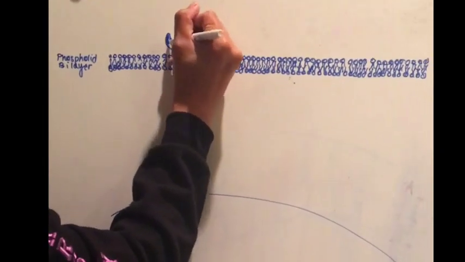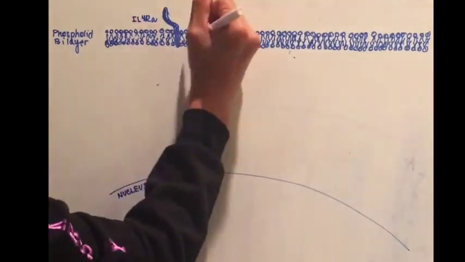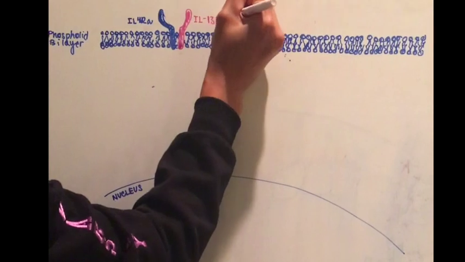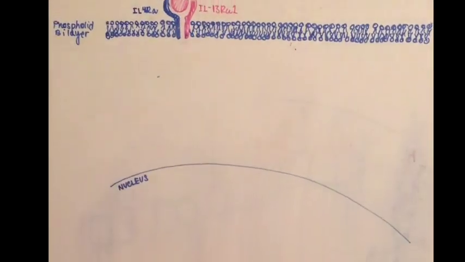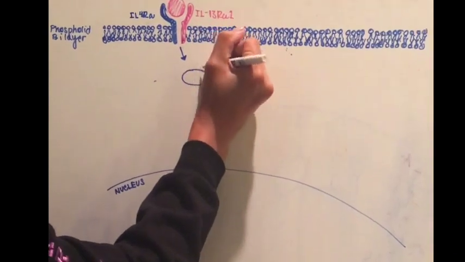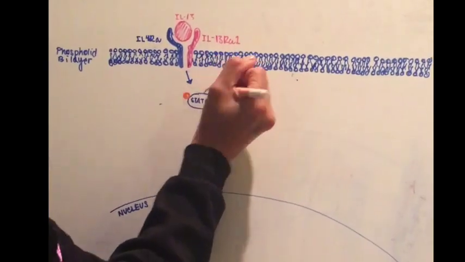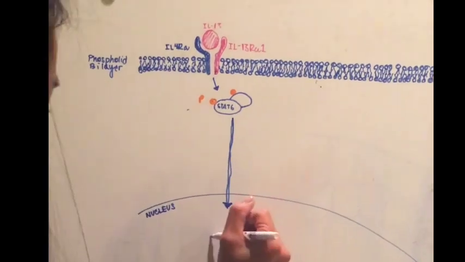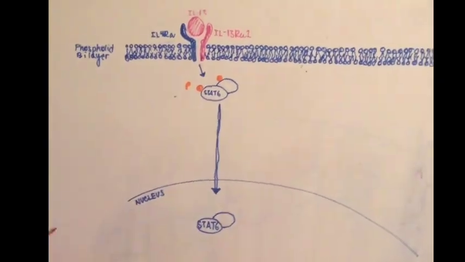Okay, over here, a receptor is created, and the IL-13 molecule binds to the receptor, enacting a series of events. It phosphorylates STAT6, which causes it to translocate into the nucleus and transcribe STAT6 responsive genes.